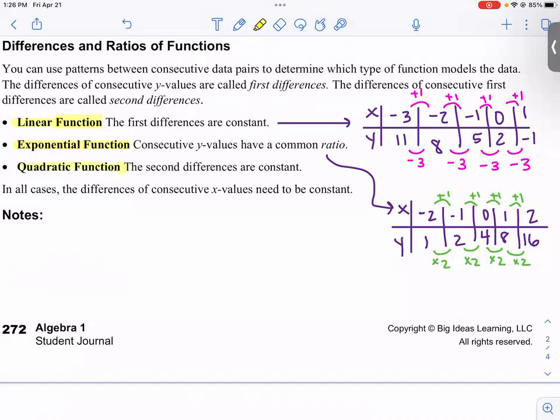Okay, and then a quadratic function. Hey, that's what we've pretty much been dealing with for the past 3 weeks. Kind of feels like it, doesn't it?